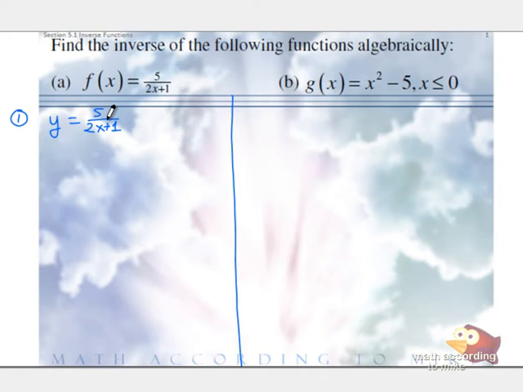Step 2, we make all the x's y, all the y's x. So we'll have x equals 5 over 2y plus 1.